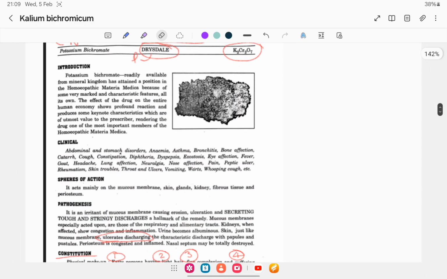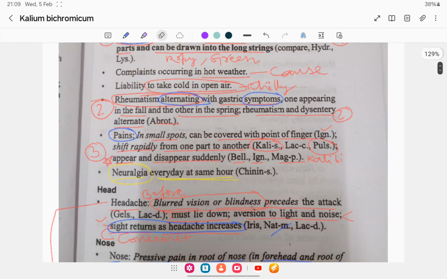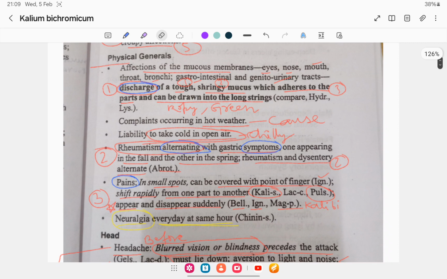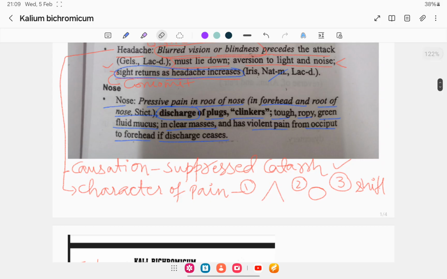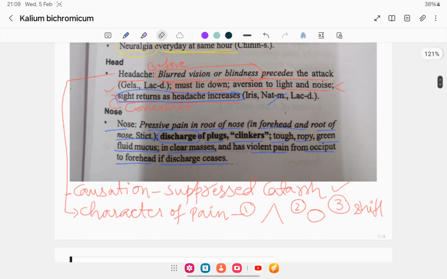So about guiding symptoms, physical characteristics: about discharge, tough, stringy mucus, affections of mucous membrane which adheres to parts and can be drawn into long strings, ropy discharge, green discharge. Alternating symptoms. About pain I have discussed. You can remember like this: number 1, pain comes suddenly, goes suddenly. Number 2, pain in small spots that can be covered with tip of finger. Number 3, shifting kind of pain, flying kind of pain.